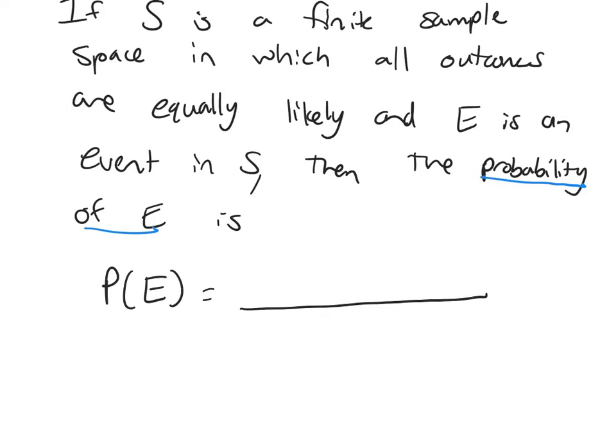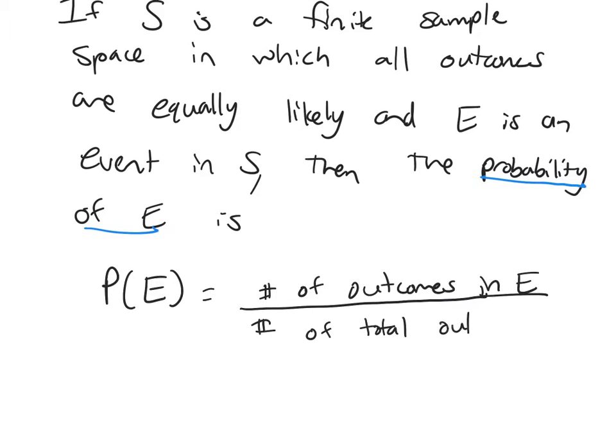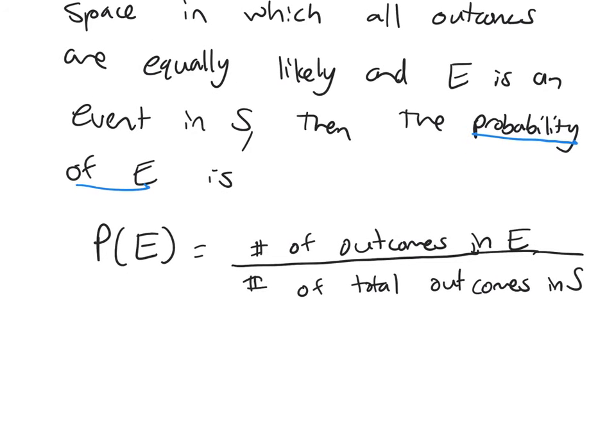and it's the following fraction, the number of outcomes in E divided by the number of total outcomes in S. So again, we saw this kind of thing earlier with our 2 coin example. When I wrote those 1 and 4, 2 and 4, we were using this formula right here to calculate the probabilities.